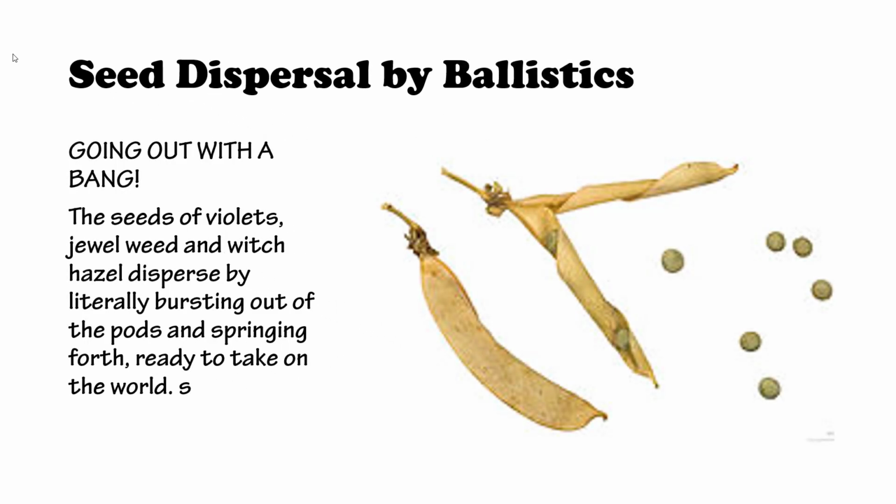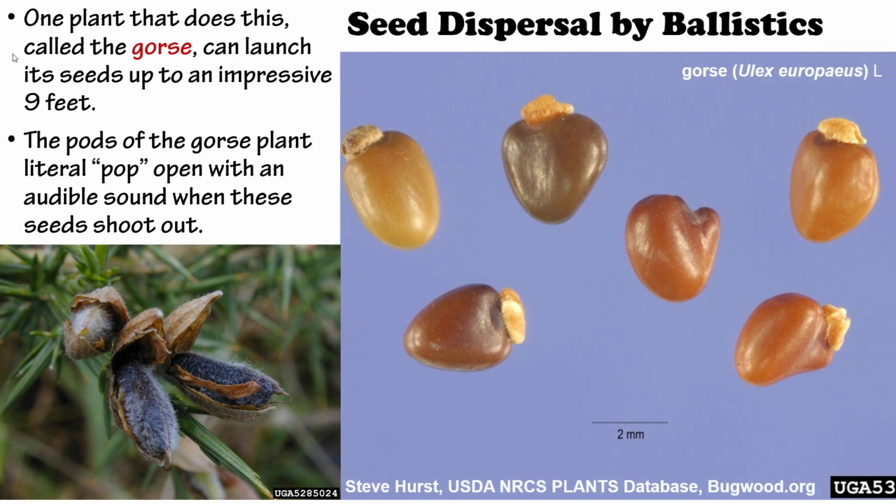Seed dispersal by ballistics. Going out with a bang, the seeds of violets, jewelweed, and witch hazel disperse by literally bursting out of their pods and springing forth ready to take on the world. One plant that does this is called the gorse. The gorse can launch its seeds up to an impressive 9 feet. The pods of the gorse plant literally pop open with an audible sound when these seeds shoot out.